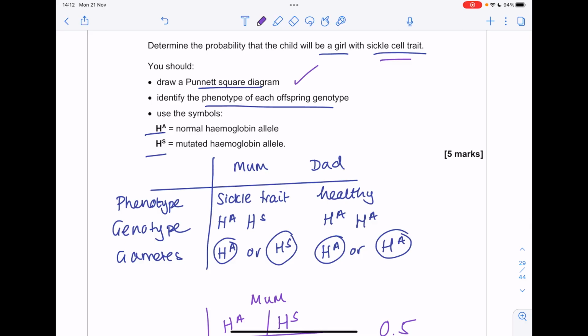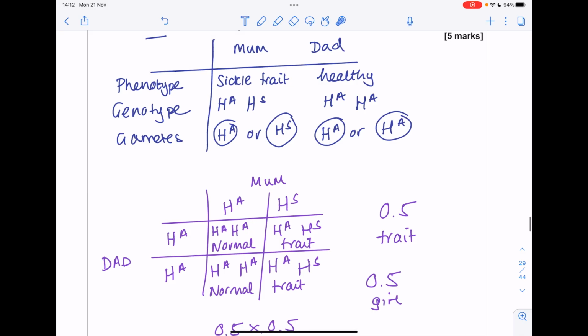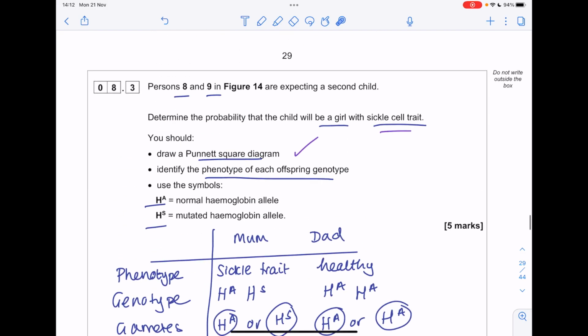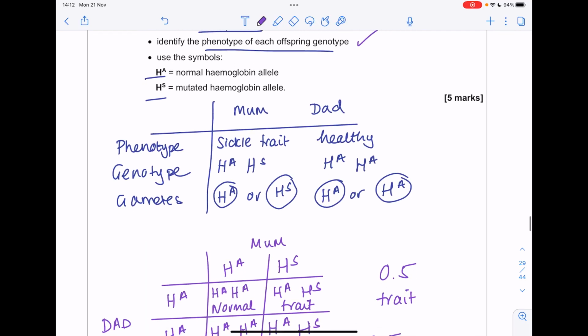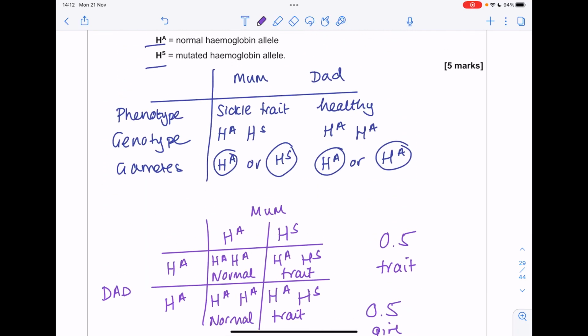I've done the Punnett square. Here are the phenotypes, and they've been attached to the genotypes. And here's my final answer, and that is worth a whopping 5 marks.